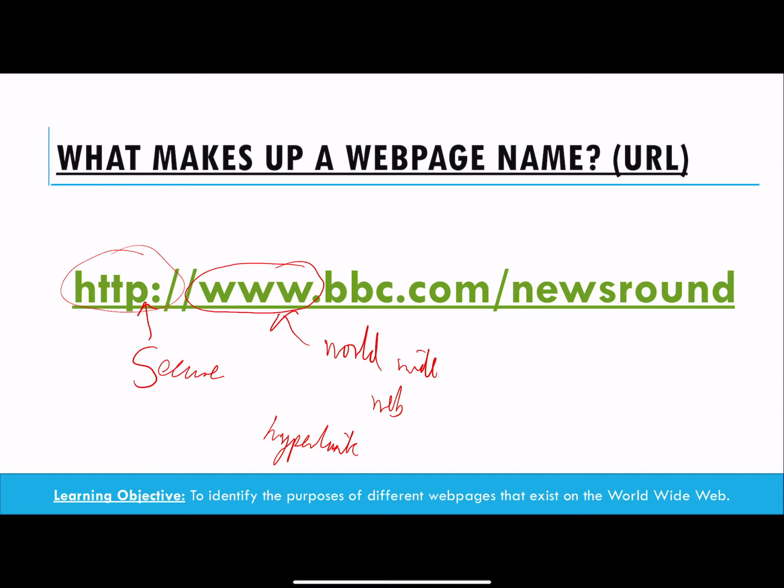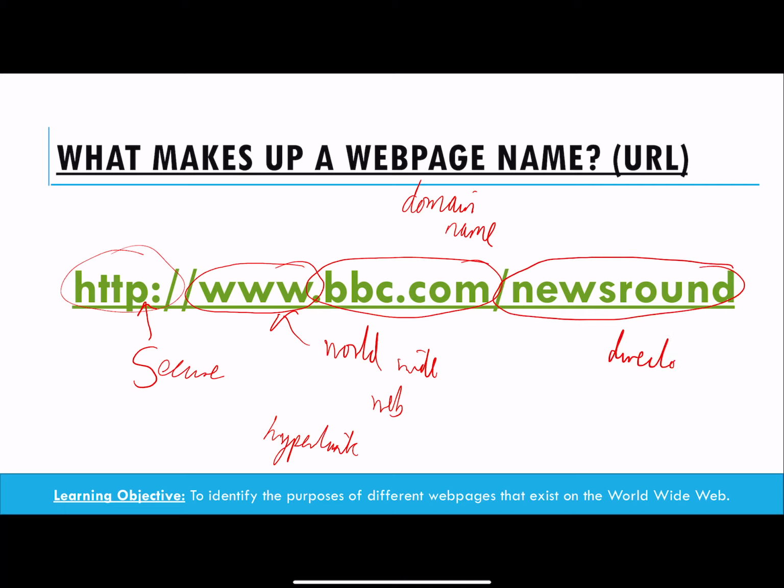Then we've got the actual name of the page itself. Now, you may remember this from back in Year 7 when we talked about emails. This is something called the domain. So the domain name is the actual name of that website or that web page. So that's the owner of that page. And then we've got the final point here. Its fancy name is the directory. But really, you can think of it as a folder or file.